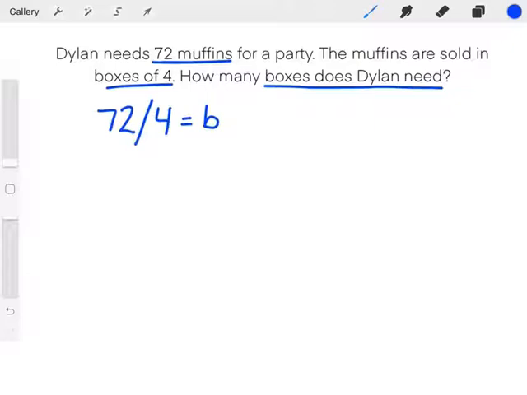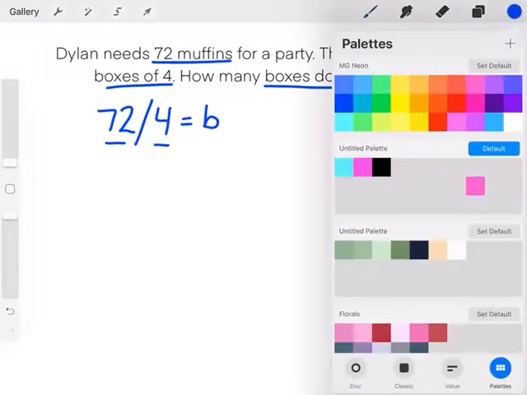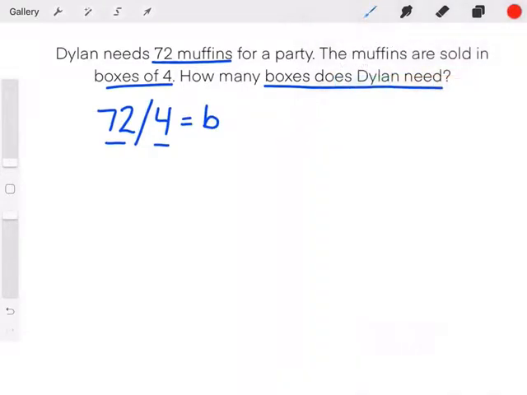So first, let's estimate. We're going to estimate how many boxes we think Dylan needs. Are there any numbers close to this 72 and 4 that we can do in our head to easily solve? So take a second and figure out what estimate you can make that is close to this.